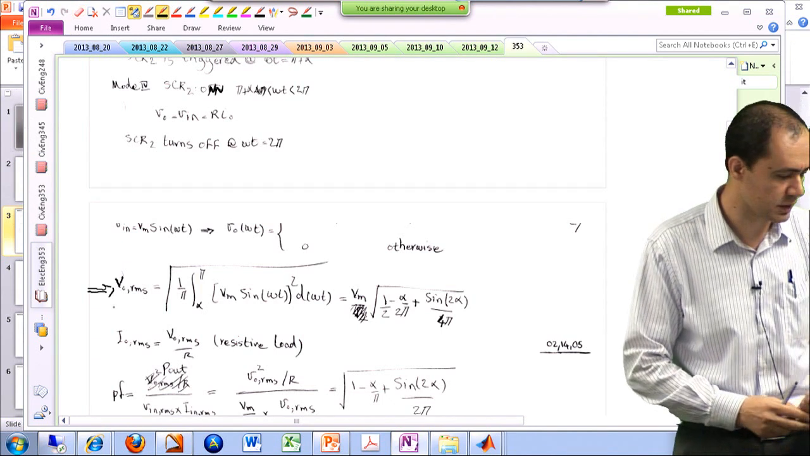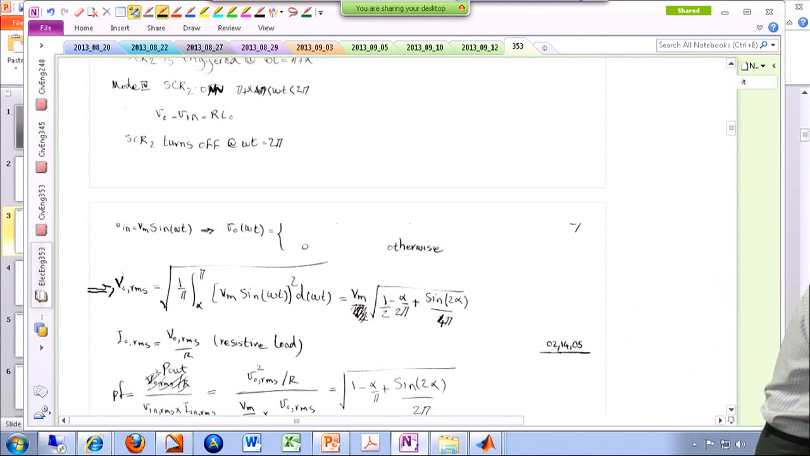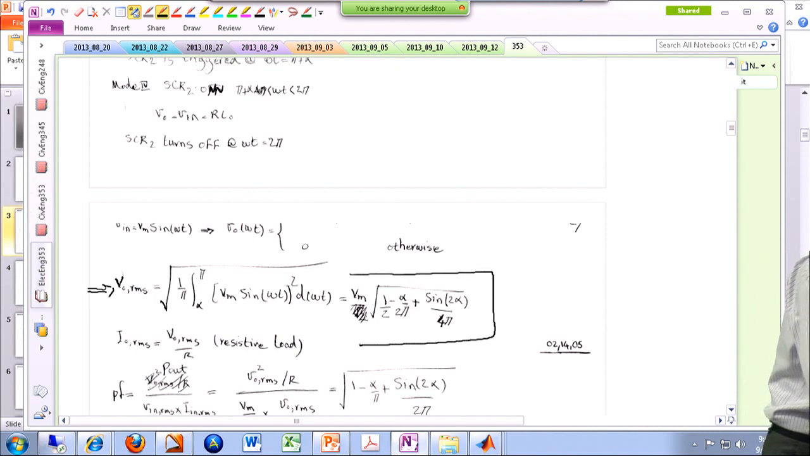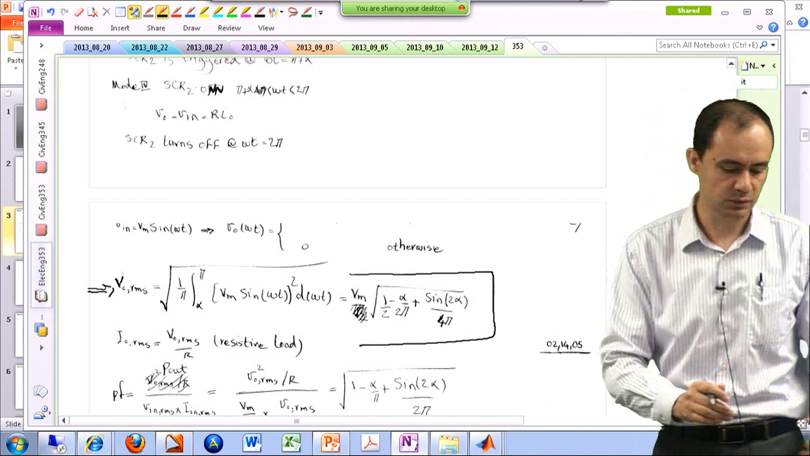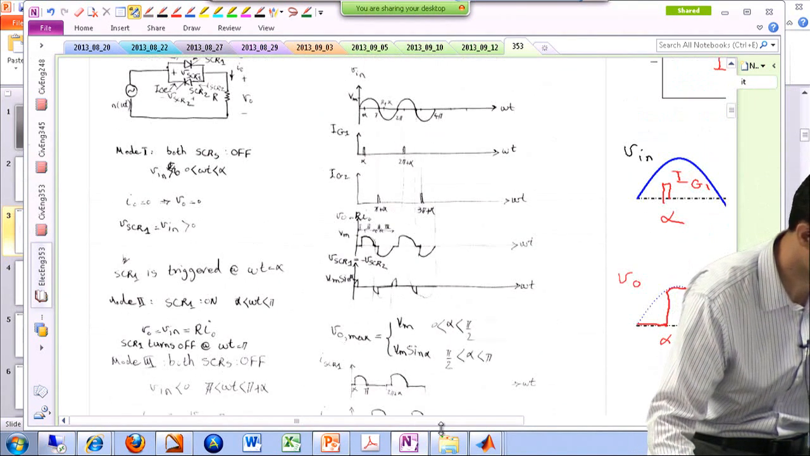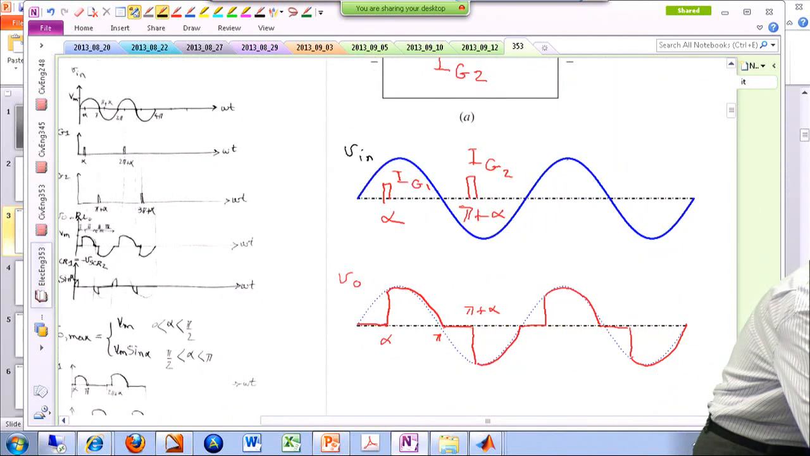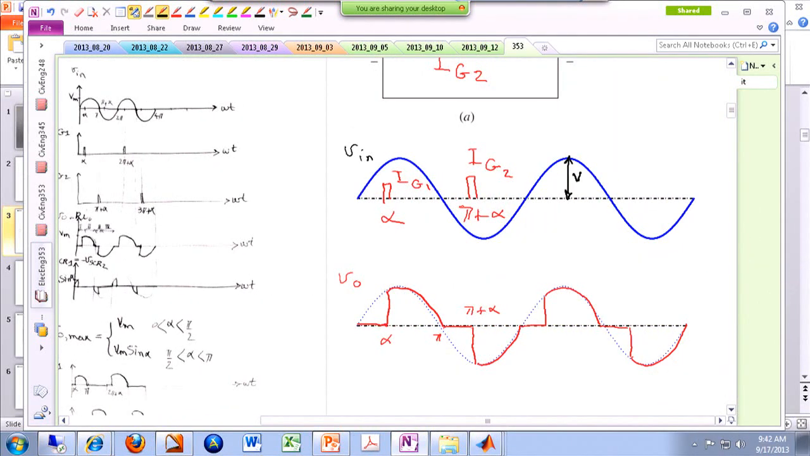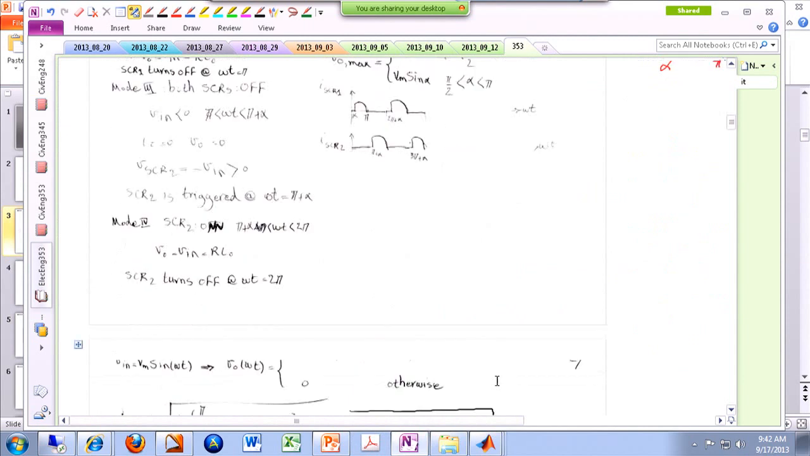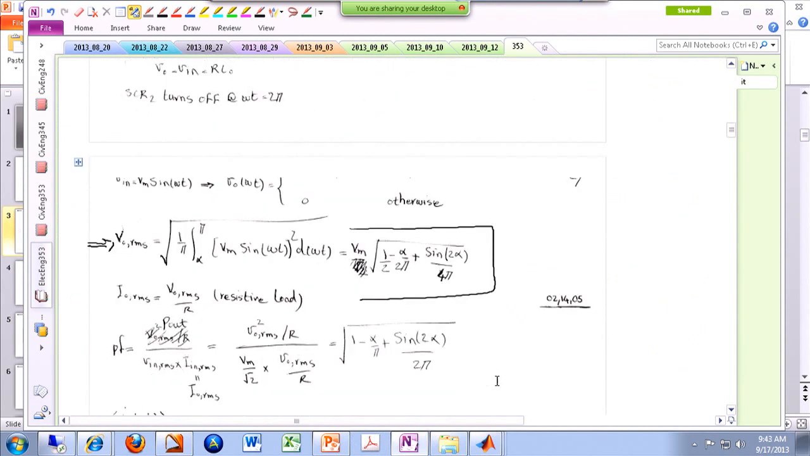All right, so V at RMS is the square root of 1 over pi. By the original definition, you just follow, and you end up having an expression like this. Vm is the peak value of the input voltage. So Vm is basically this value over here. And we have had this case many times before. The output is just a resistor, so the RMS value of the output current is just the RMS value of the output voltage over the value of that resistor.